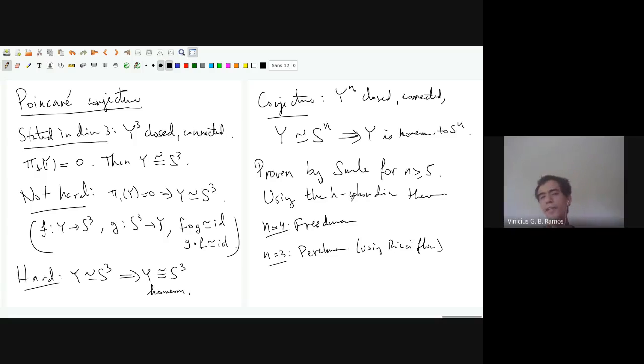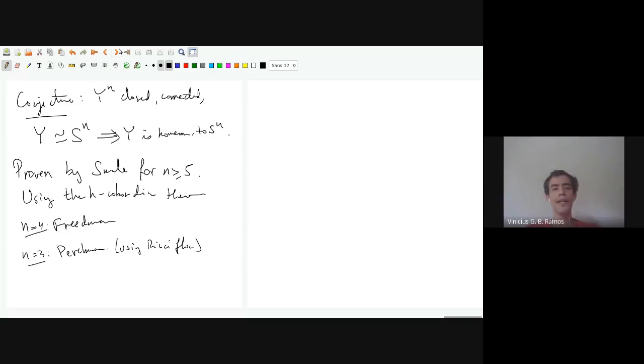But anyway, what I want to talk about is the case where n is bigger than or equal to 5, because it's the case where Smale basically just uses Morse theory. And Morse theory in a little bit more. But it kind of comes from Morse theory. So what's the idea? The idea is if you want to prove something is homeomorphic to Sn, all that you need to do is find a Morse function with exactly 2 critical points.